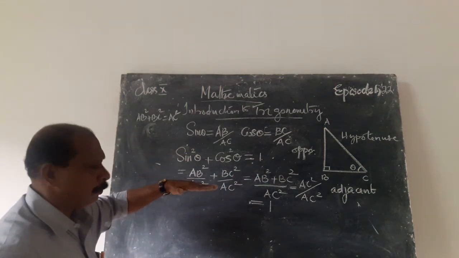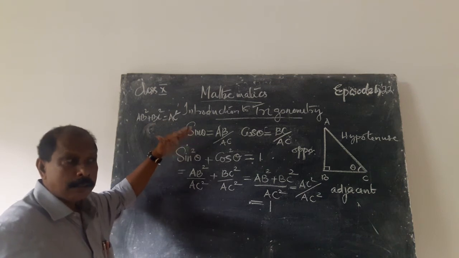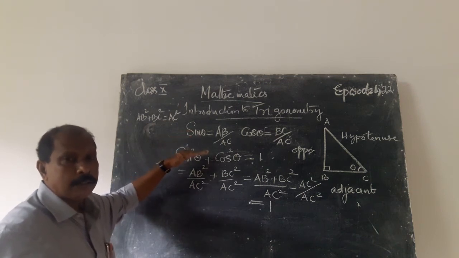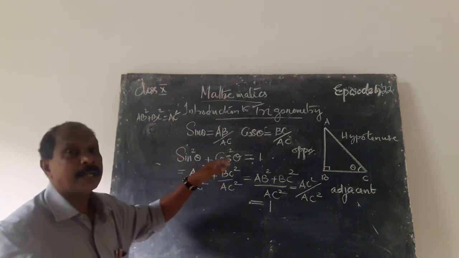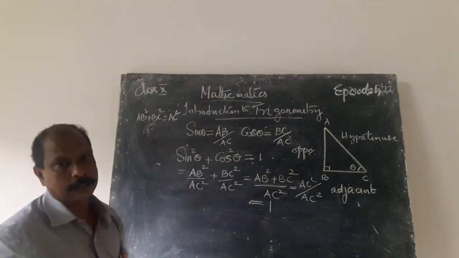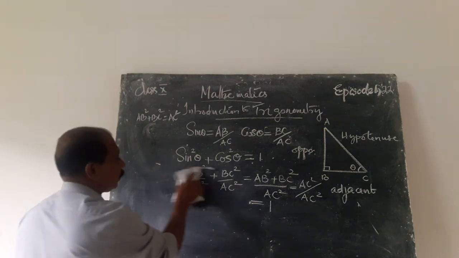That is the proof of this relation, but that is not in your examination. We only consider, or you only need to know, the result, not the proof of that result. That means sin square theta plus cos square theta is equal to 1. That is our result.